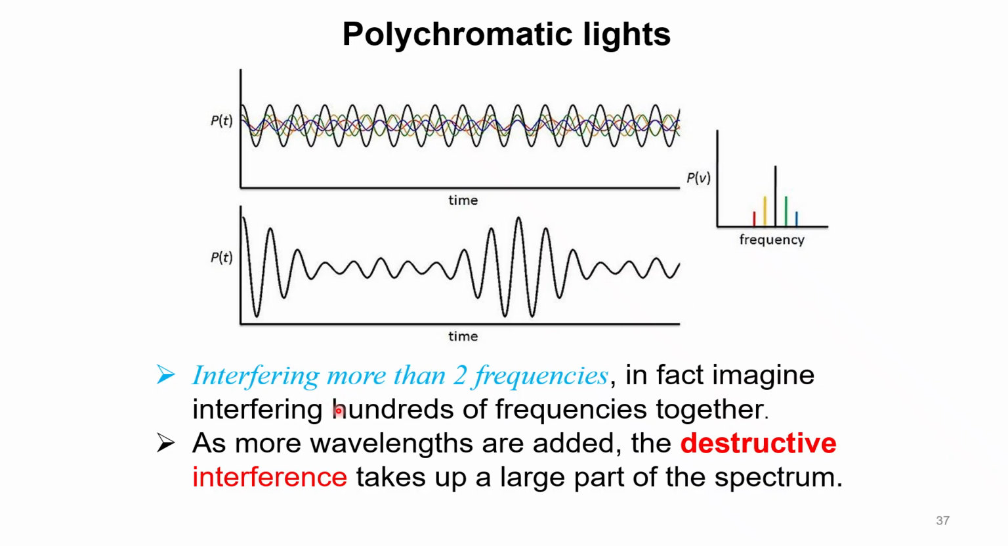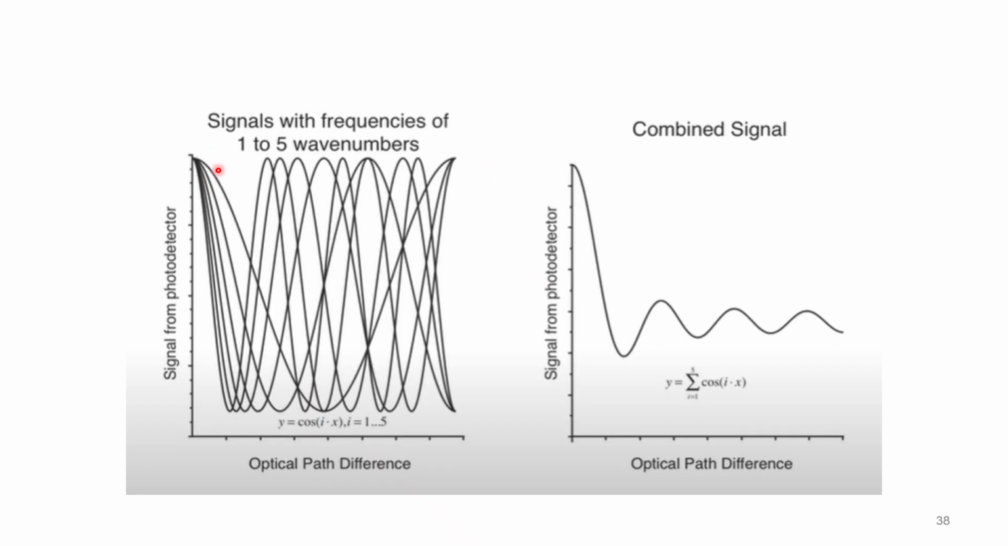So when interfering more than two frequencies, in fact, imagine interfering hundreds of frequencies together. Okay, as more wavelengths are added to the light source, destructive interference takes place over a large part of the spectrum. For example, if the light source consists of radiations with frequencies from 1 to 5 wave number, when they combine, this is the outcome of the combined signal.